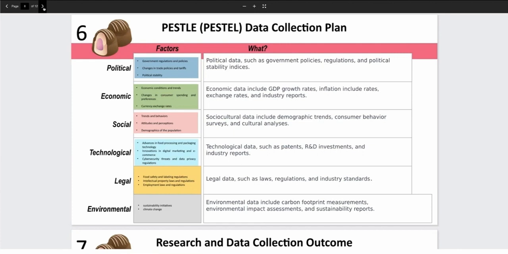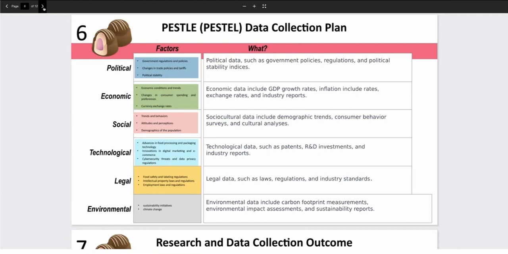The example is that if you're looking into the political branch in our analysis, and if you're looking into government, regulations and policies as one factor, we are going to have a data collection plan for gathering political data, such as government policy, regulations, and political stability indices. You may go to Statistics Canada. You may go to Statista. You may go to, again, different ministerial databases that are available to the public.